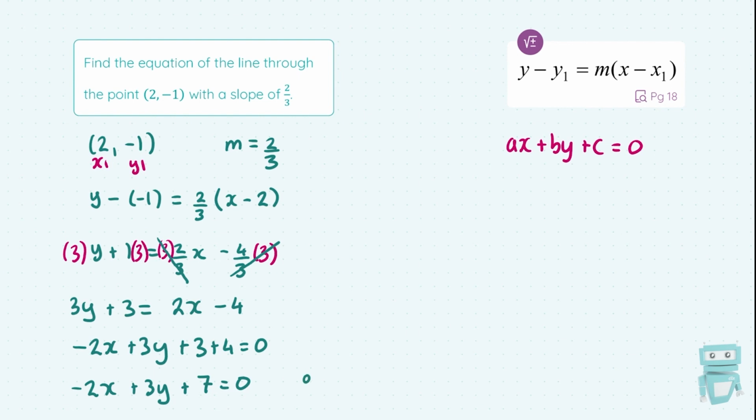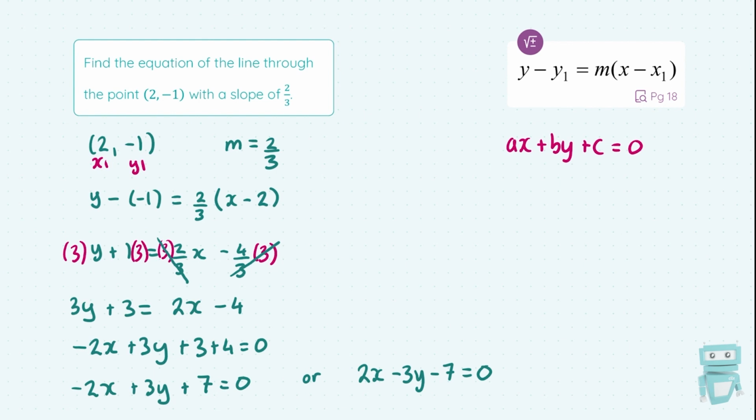Alternatively, if you wanted to bring everything to the right, you can absolutely get this equation, 2x minus 3y minus 7 equals 0. So it'll be the same equation, just off by a factor of minus 1, but it's the exact same thing. So folks, that's all there is to finding the equation of a line. You need a point and a slope to find the equation of a line. You label what you have and you shove it into the formula.